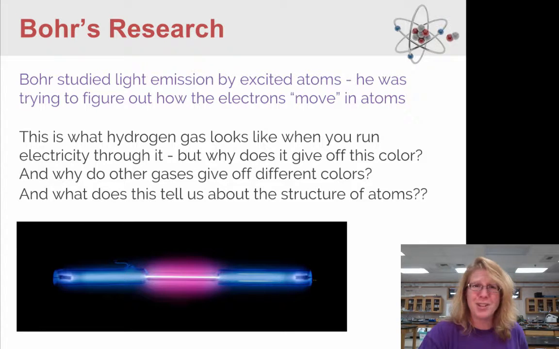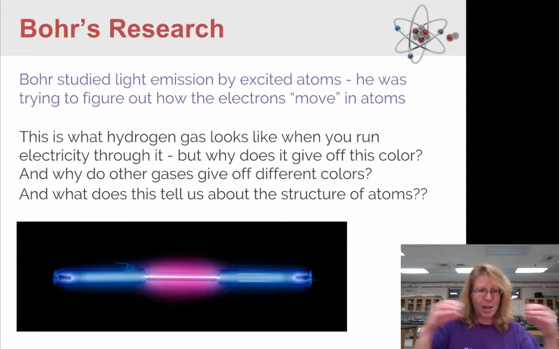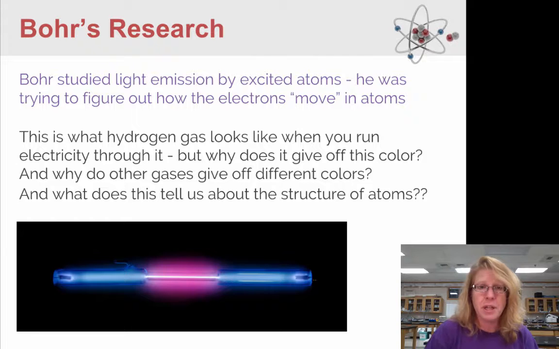See what happens if I run electricity through it. Yeah! He found out that if you run electricity through particular elements, this is a gas discharge tube. It's basically a big long glass tube, about this long. I'll show you some in class. It contains a sample of just pure, in this case, hydrogen. And when you run electricity through it, it glows.